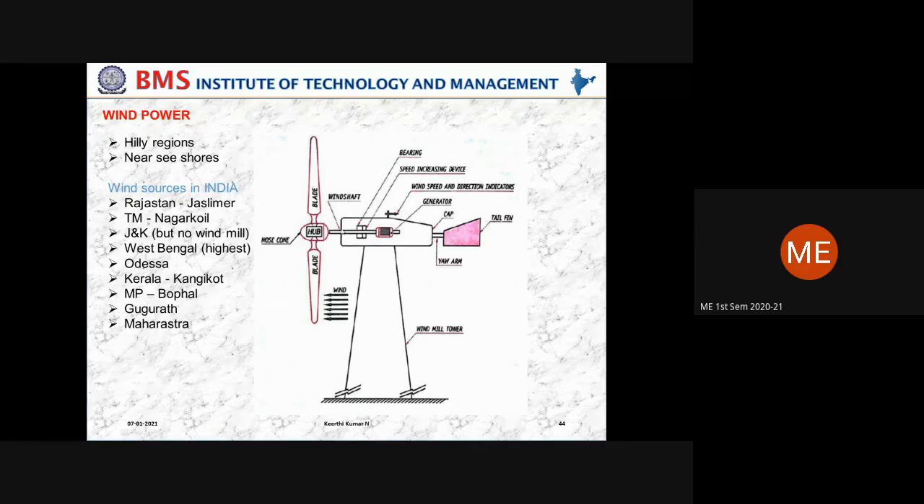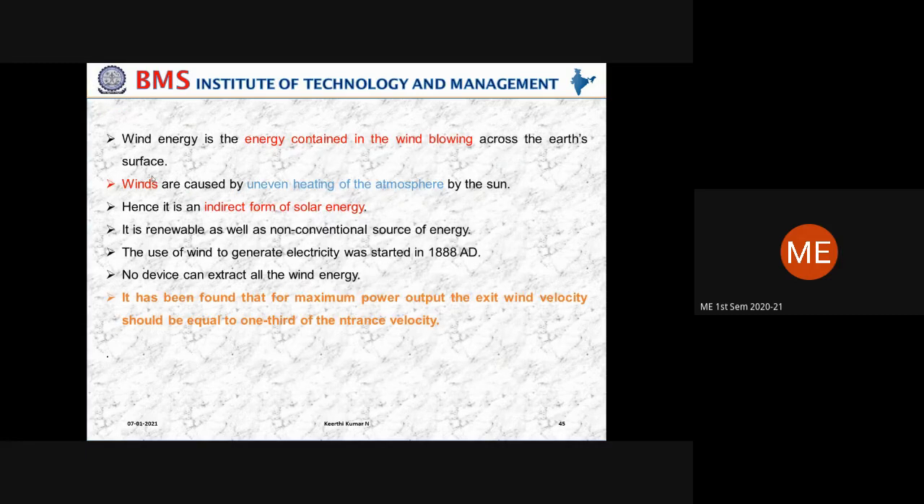Because of that, the blades of the windmill will be exposed to the air. And again, it starts rotating and generates electricity. That is how the windmill or wind power can be used for generating electricity. See a few points in this.